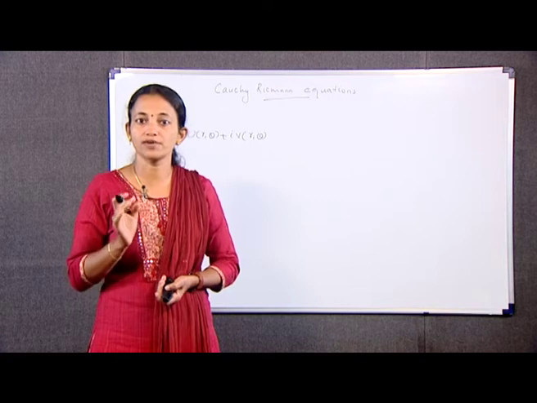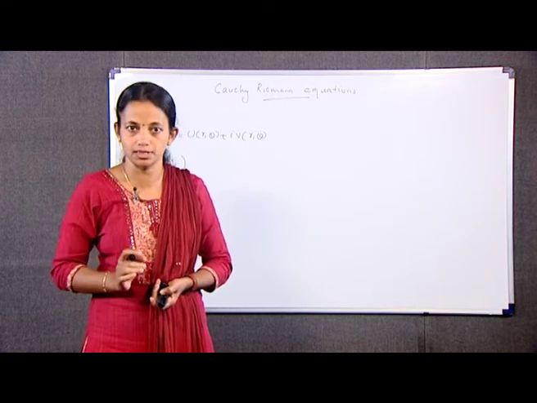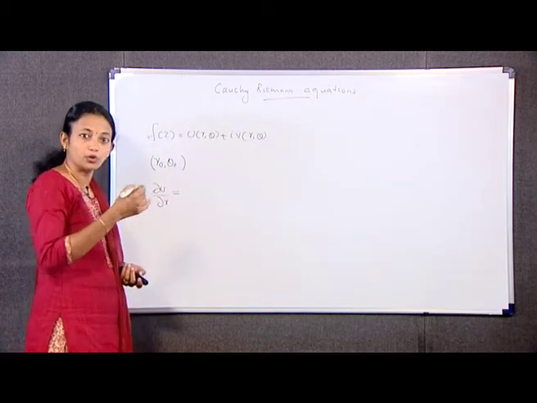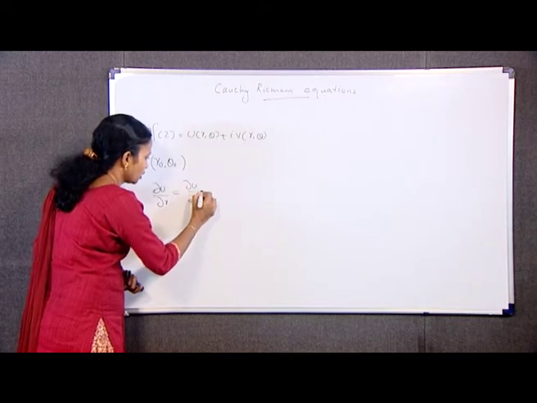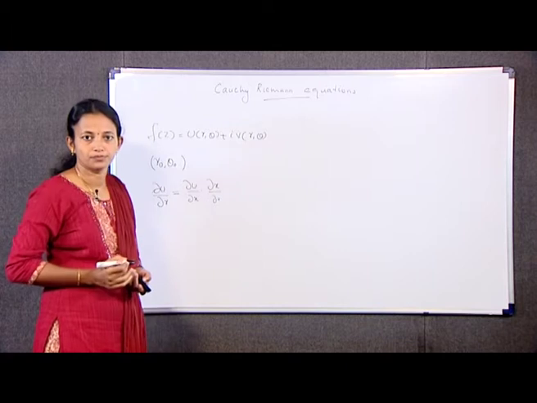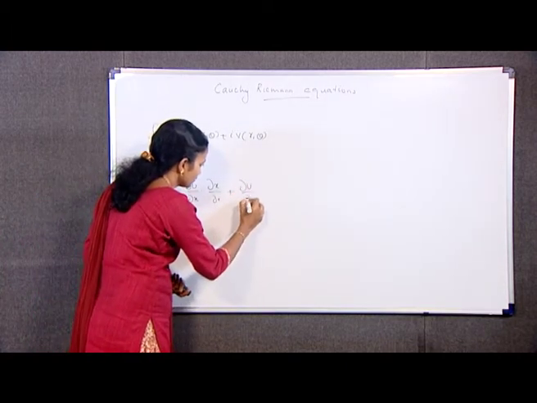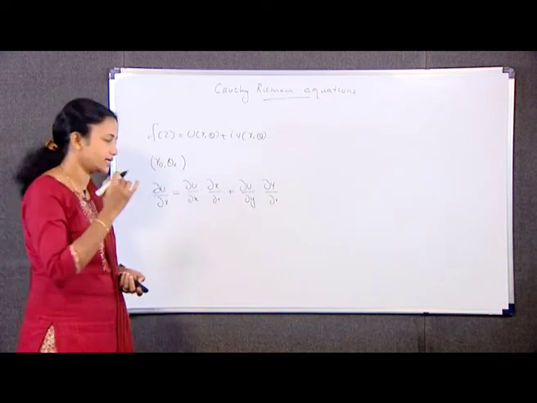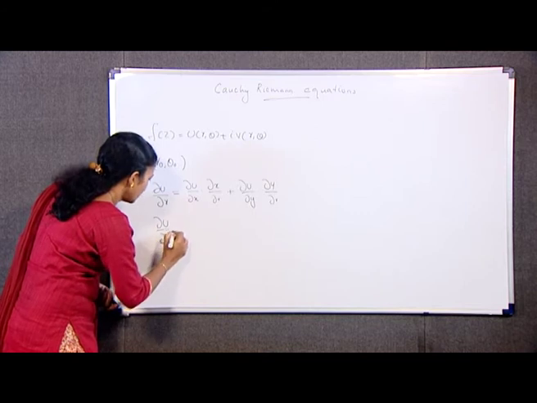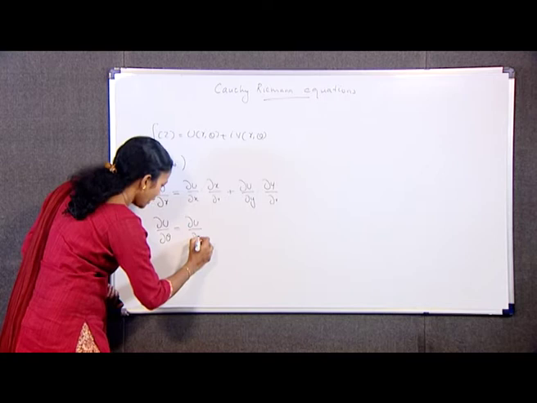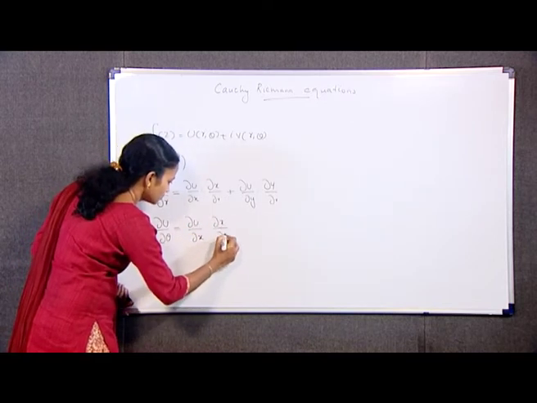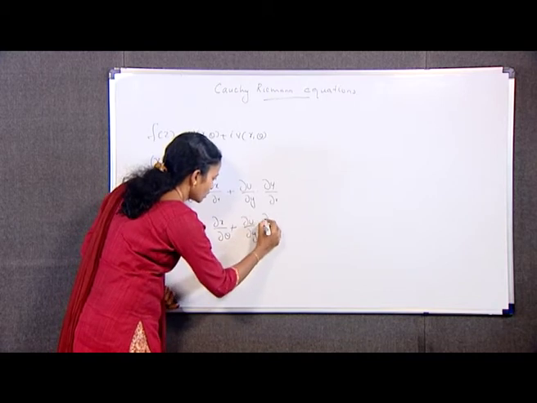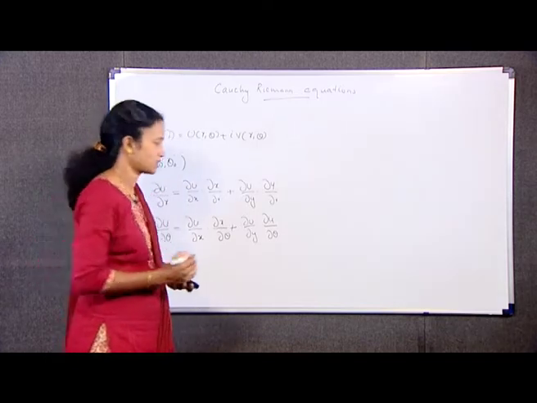Now by the chain rule for differentiating real valued functions of two real variables, we have ∂u/∂r is equal to ∂u/∂x into ∂x/∂r plus ∂u/∂y into ∂y/∂r, and also ∂u/∂θ can be written as ∂u/∂x into ∂x/∂θ, again plus ∂u/∂y into ∂y/∂θ. This is our first equation.